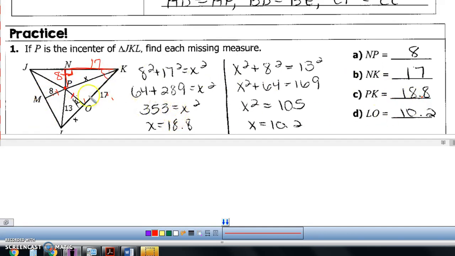And then LO, that's this. So remember, here is 8. We already have the hypotenuse is 13. We need this side. And if we do the Pythagorean Theorem, we get 10.2. So try the next one, and we'll check your answers.